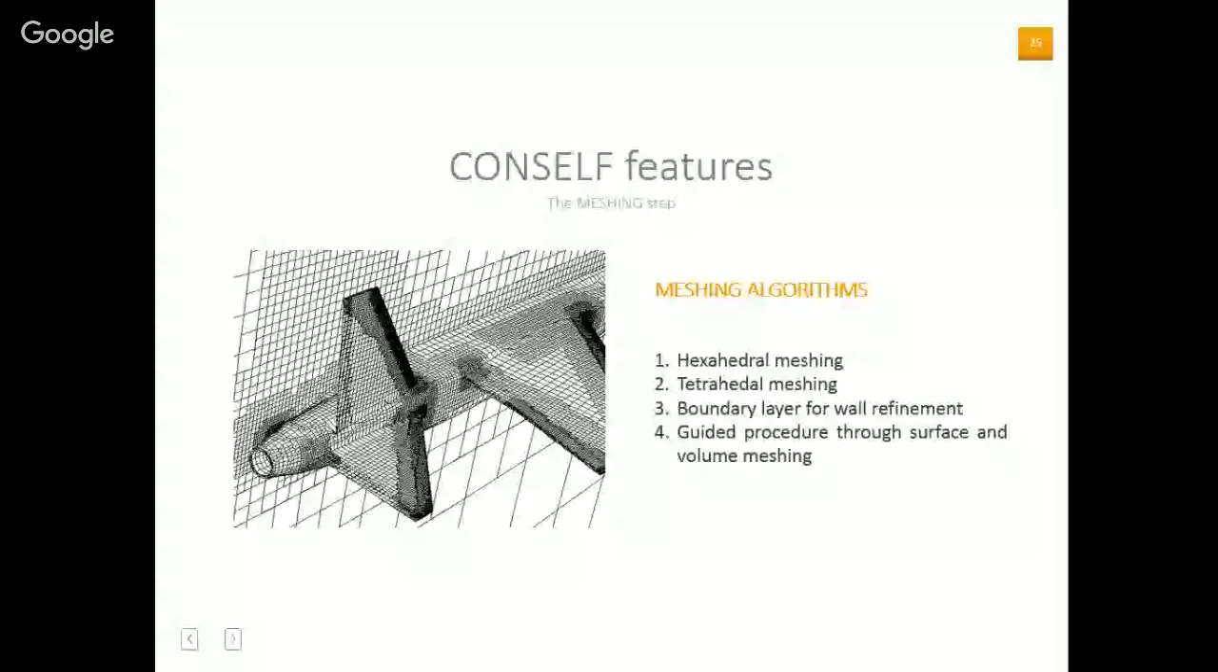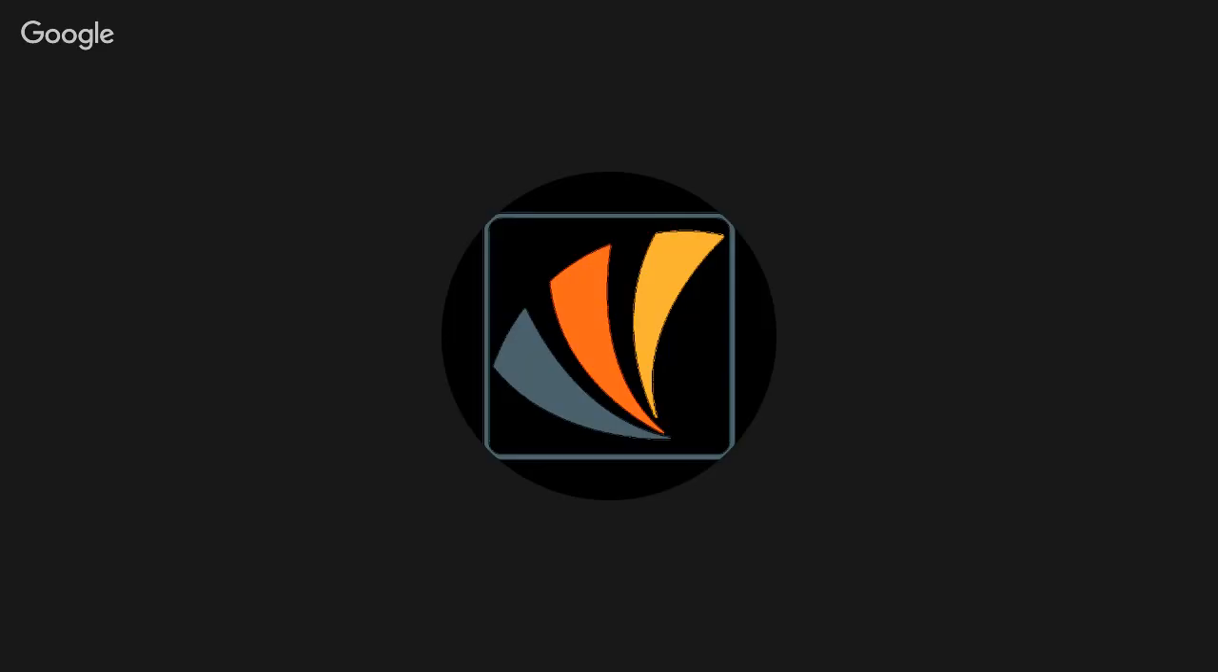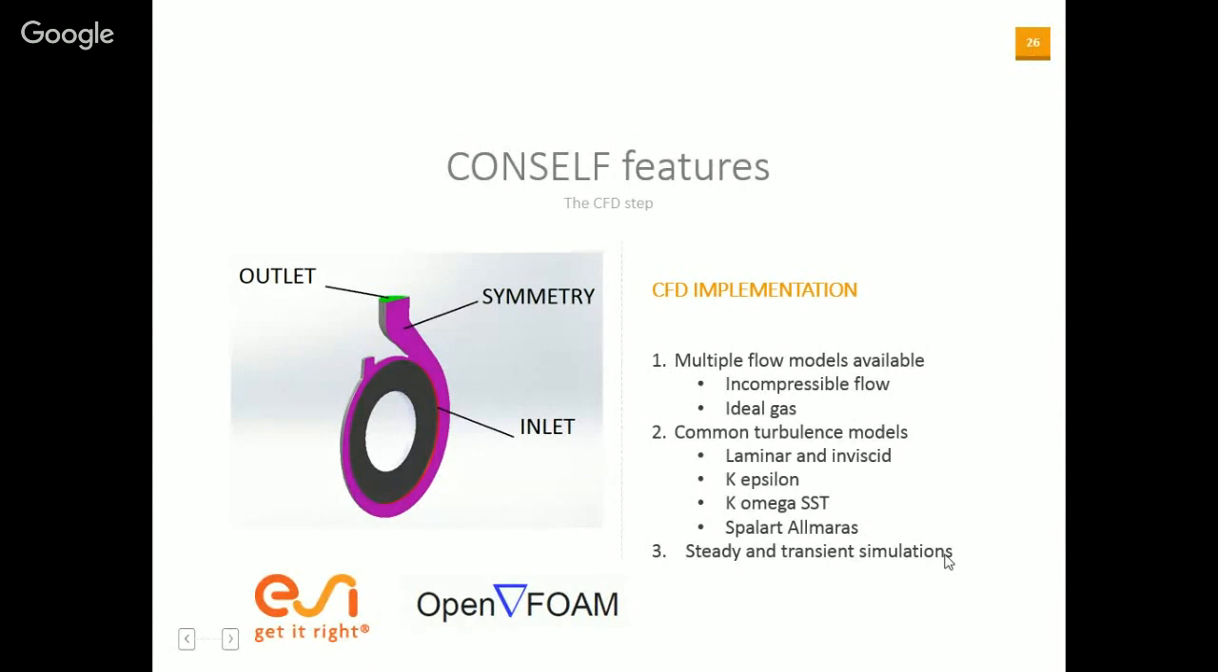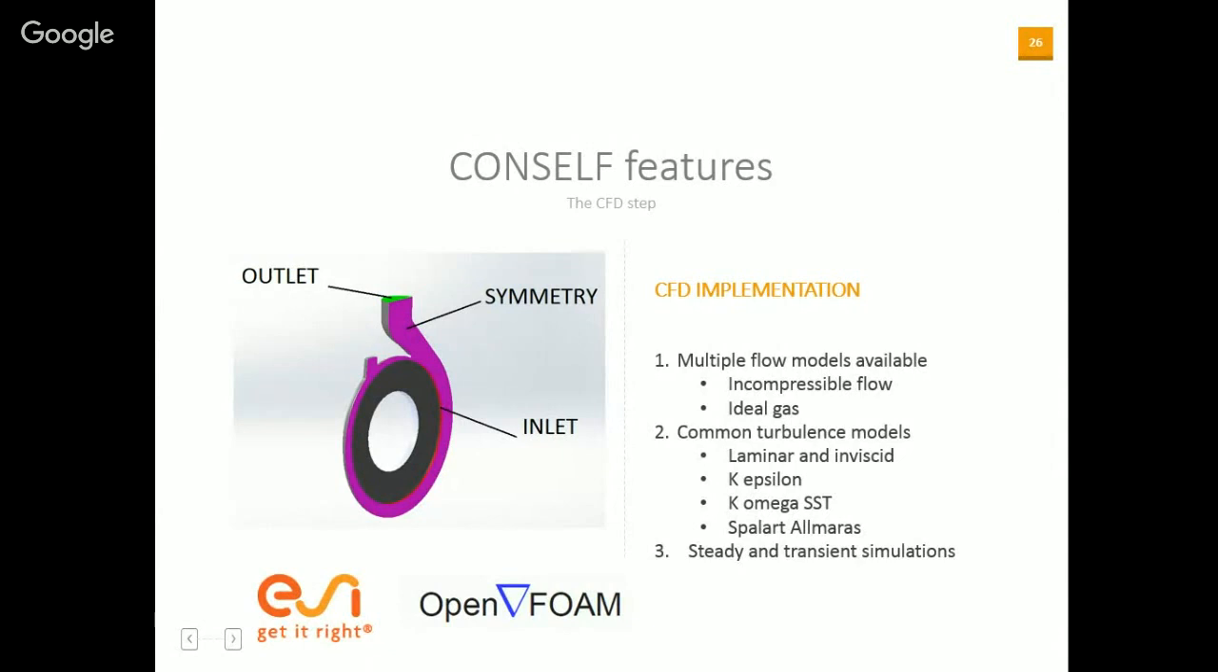Talking about CFD, we have a lot of different configurations available. Multiple flow models are available, from incompressible flow to ideal gas. There is a set of the most common turbulence models. We can perform laminar and inviscid simulation, or kappa epsilon, kappa omega, and Spalart-Allmaras turbulence models. Finally, you can perform both steady and transient simulation. One thing that I would like to underline here is that since our core technology is based on OpenFOAM, you can rely on certified and validated results.